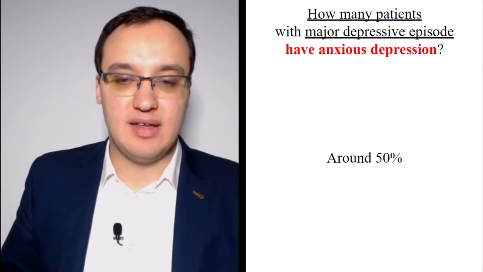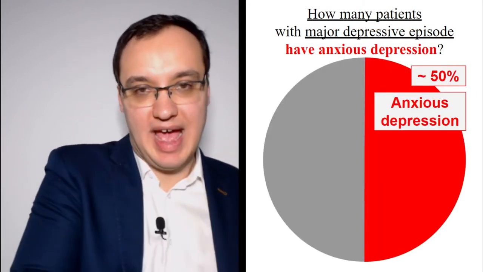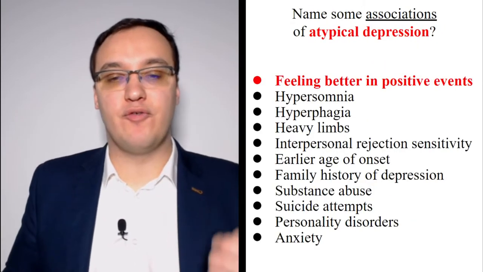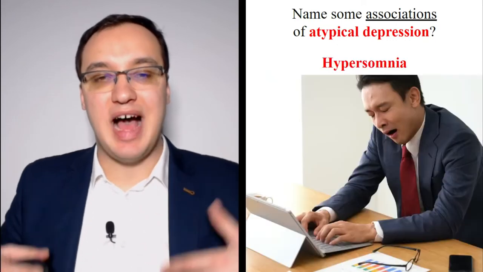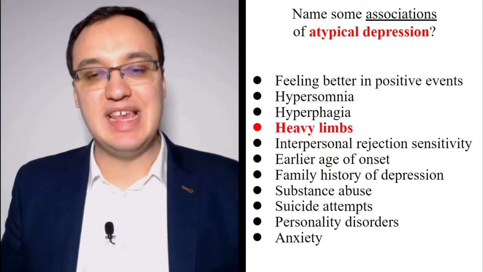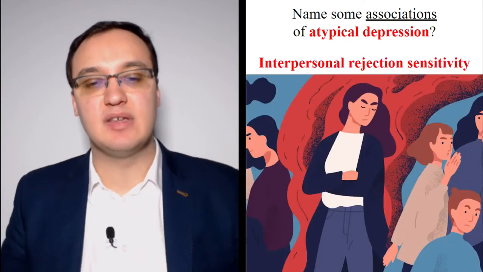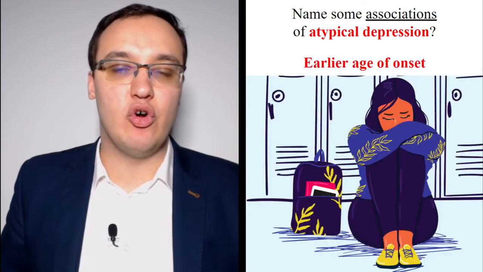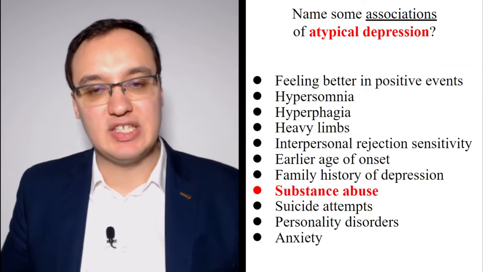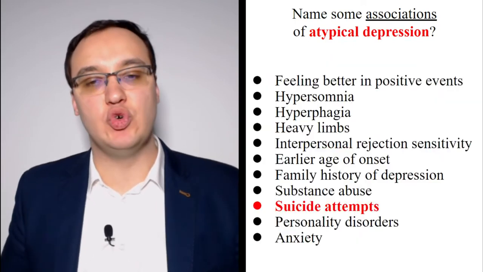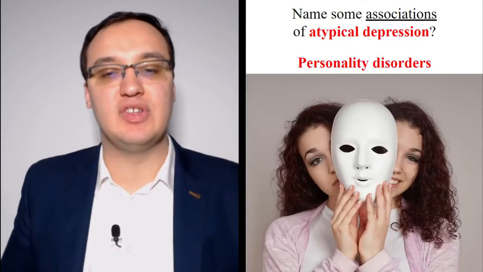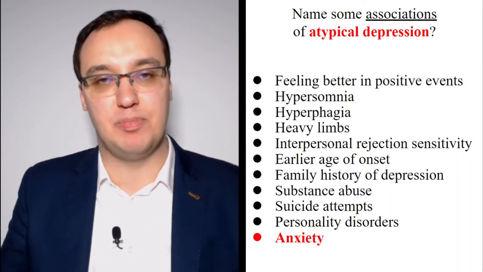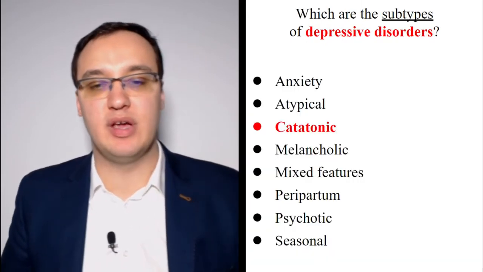Then 50% are usually having anxious depression, so it's, I would say, one of the most common ones. Atypical ones are, for example, they feel better when they have positive events, hypersomnia, they sleep a lot, they eat a lot, hyperphagia, having heavy limbs, interpersonal rejection sensitivity, so they are sensitive to any rejection, earlier age of onset, so in teenagers, family history of depression, substance abuse, suicidal attempts, personality disorders and anxiety. These are atypical depression. So you look at this list and you see this is the atypical one, not the typical one, okay?